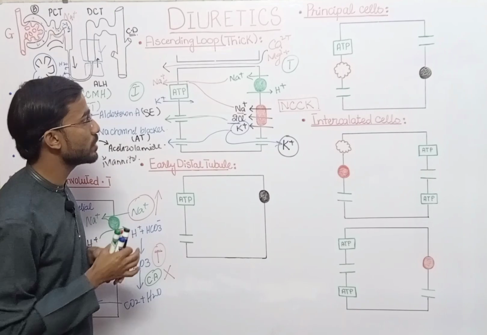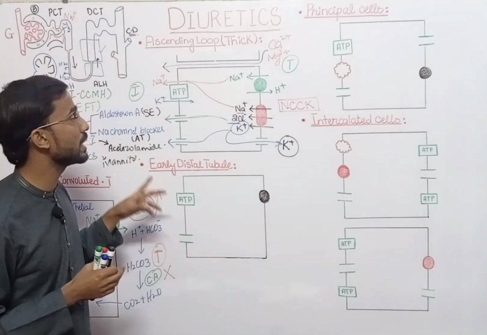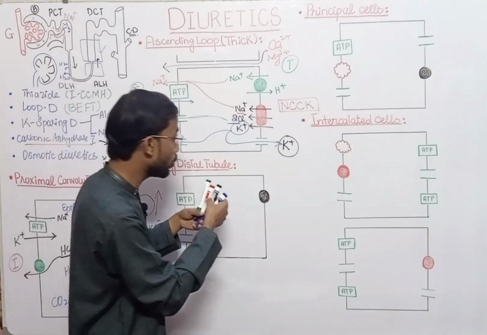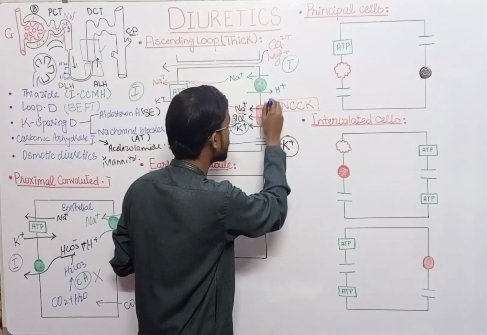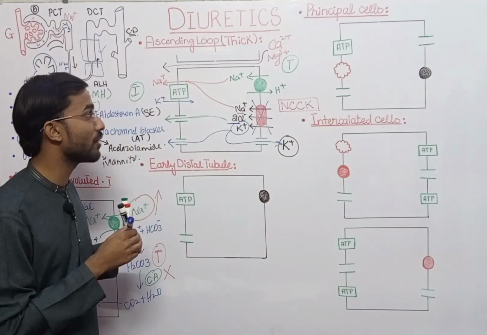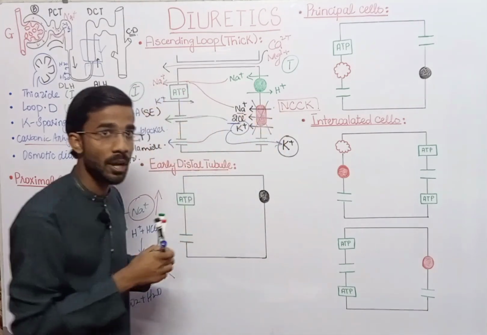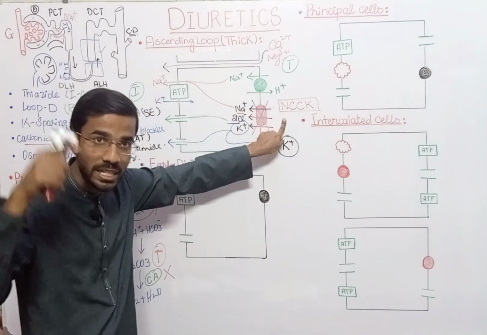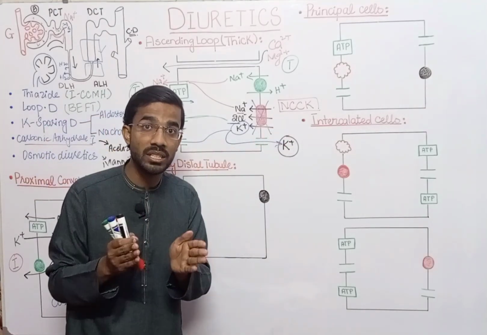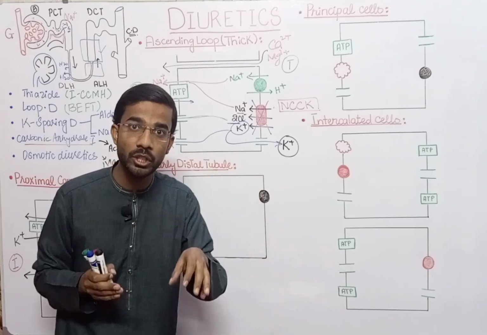So overall, this is the whole process which happens in the ascending loop. If we use a loop diuretic, then what will happen? Loop diuretics block this transporter. If I block this transporter, then the sodium, chloride and potassium will remain in the tubular space, and if the electrolyte or solute concentration increases in the tubular space, then water will also be retained in the tubules.